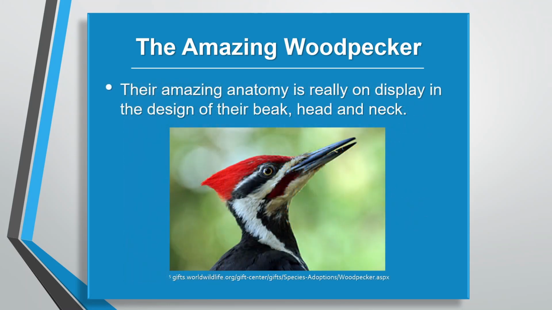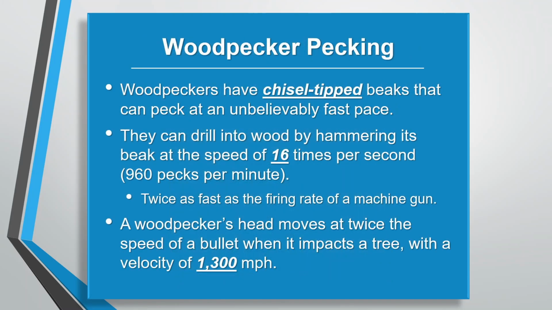And now their amazing anatomy is really on display when you look at the design of their head, neck, and beak. Woodpeckers have chisel-tipped beaks that can peck at an unbelievably fast pace. A woodpecker can drill into wood by hammering its beak at a speed of 16 times per second, which is 960 pecks per minute. And I'm not an expert on this, but I read that this rate is about twice as fast as the firing rate of a machine gun.